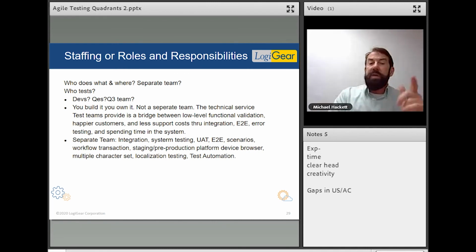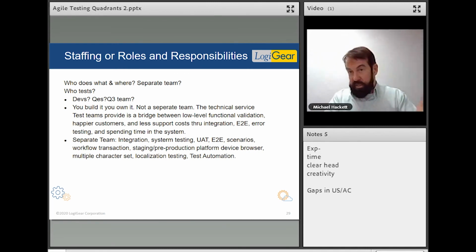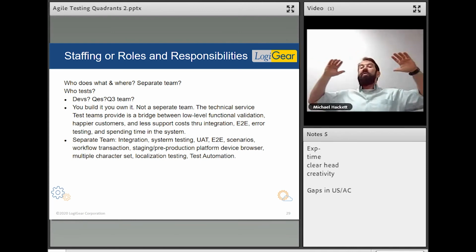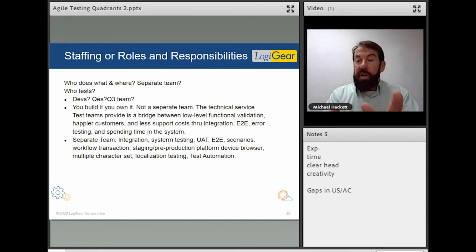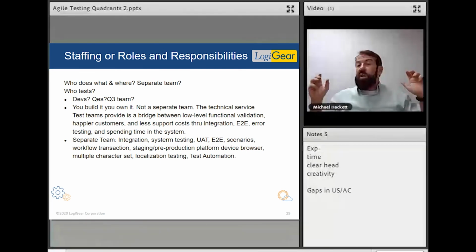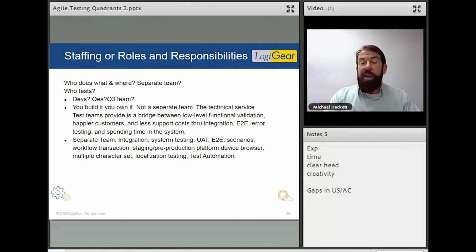So what some teams do to get around this quadrant idea is they might have a separate Q3 team. And the Q3 team works more on the integrated product. They don't work on the individual stories. They're working more on the product in a test environment, an integrated testing environment, and they might be responsible for UI automation.